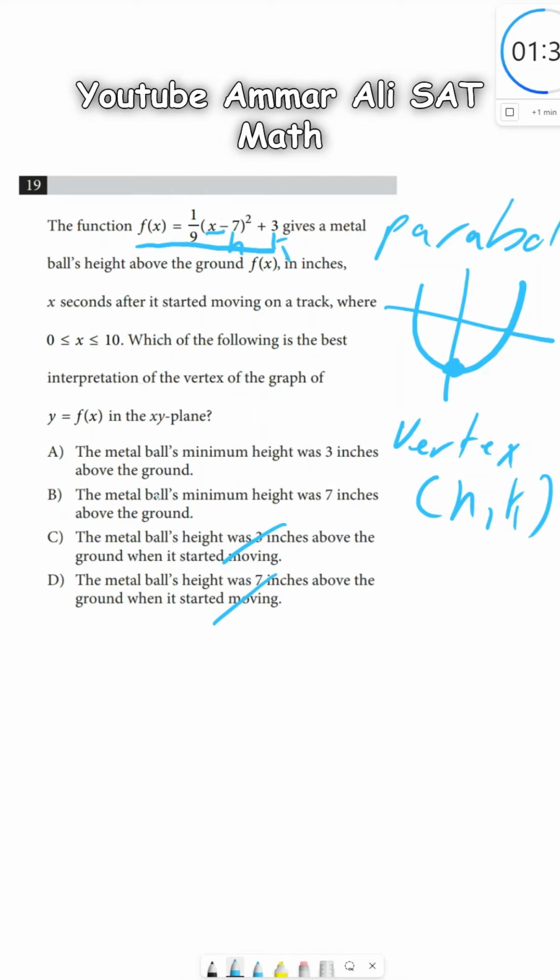So now let's look at A and B. The metal ball's minimum height was 3 inches above the ground or 7 inches above the ground. So we just have to decide what the height would be for our parabola at the vertex point. Well, remember our vertex is nothing more than (7, 3), so that means our height is going to be the y value, meaning our answer is going to be A.